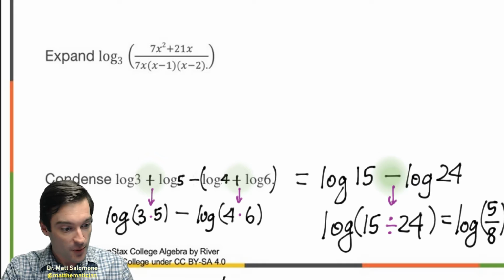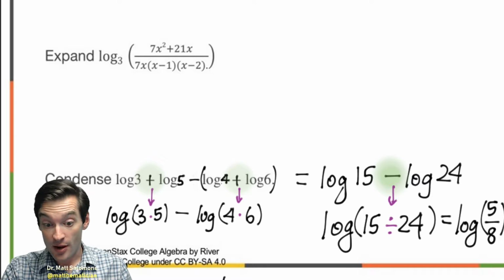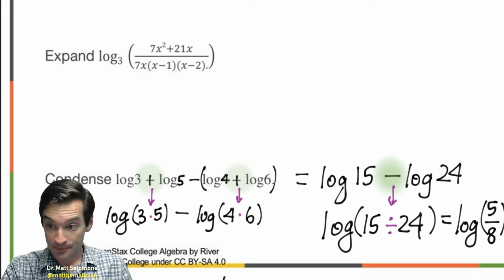All right, let's move forward and do a couple more examples that are using both the product and the sum properties at the same time. I want to look at this somewhat nasty looking example that we started with up here.